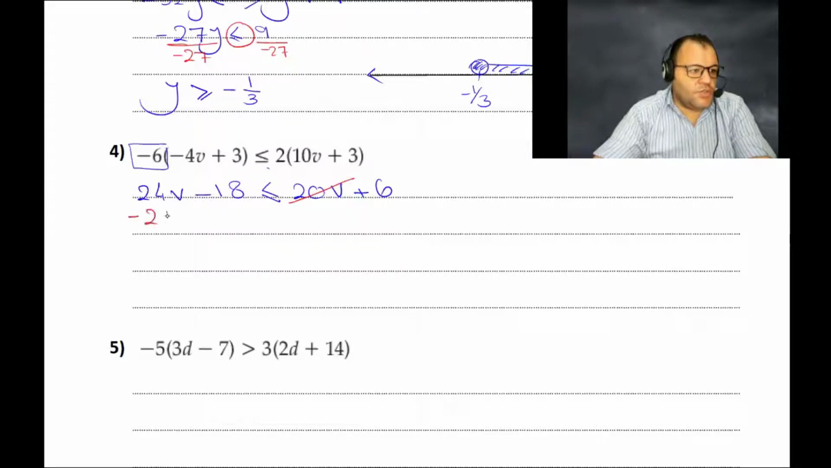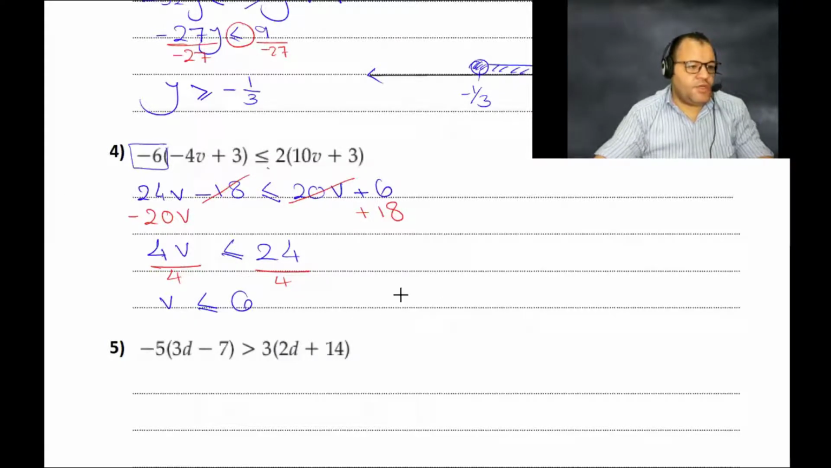So minus 20V, and now we have plus 18. So it will be 4V less than or equal to 24 divided by 4. It means V is smaller than or equal to 6. Then that's the number line. 6 is included, so we draw it at 6, included, and we are going to the left.